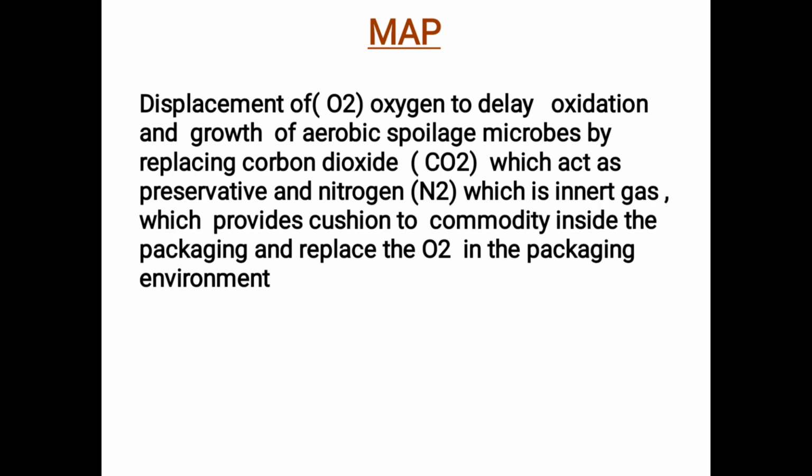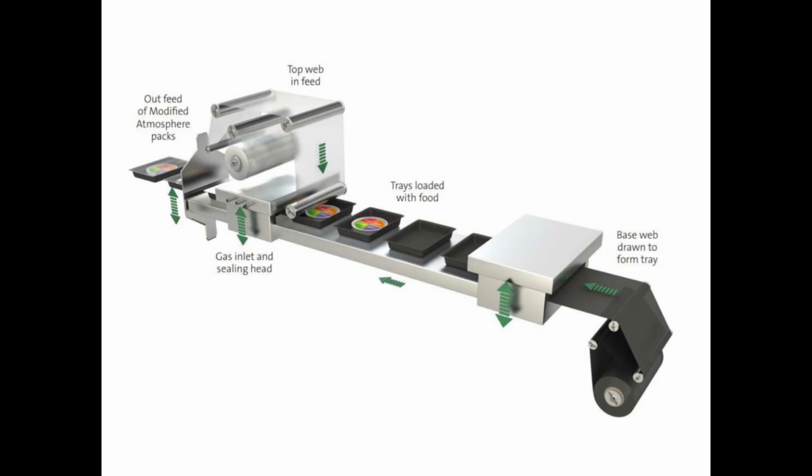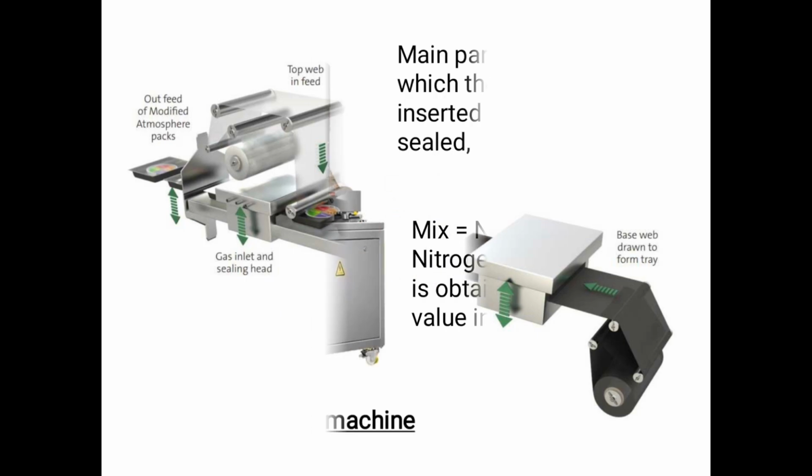We don't need to regulate anything, like displacing oxygen with carbon dioxide, which acts as a preservative, and nitrogen, which is an inert gas and provides a cushion to the commodity inside the packing and replaces O2 in the packing environment. So this is how the machine of modified atmospheric packaging looks like. It consists of a sealer machine, and gas scrubbers, a buffer tank, which flushes and modifies the atmosphere around that packing material and then seals this container which comes out of this moving conveyor. So this is how the structure looks like.